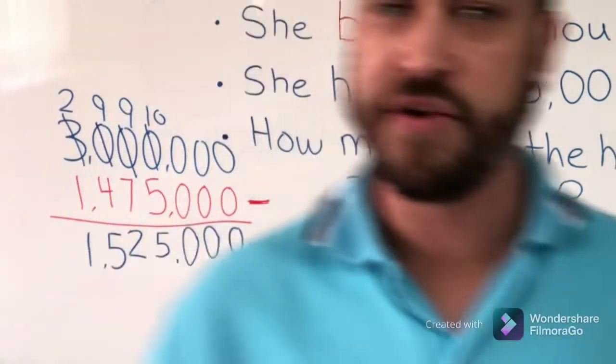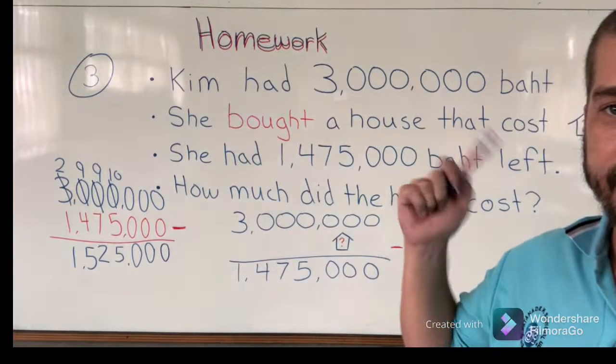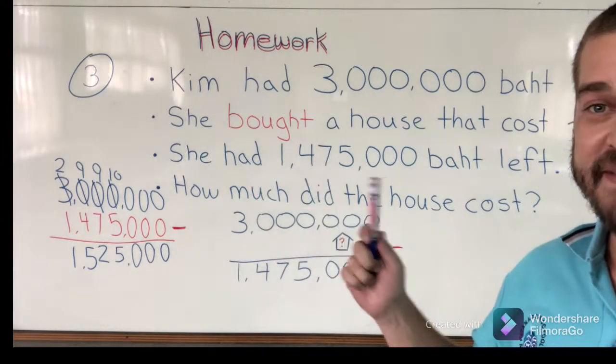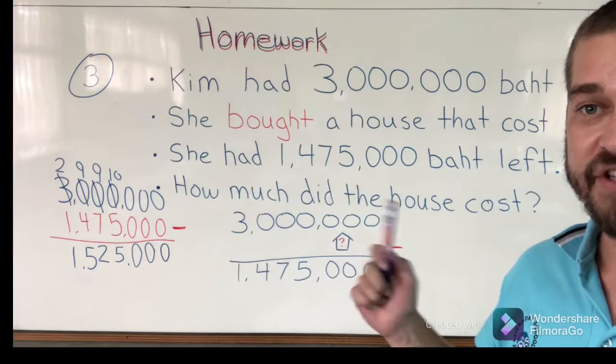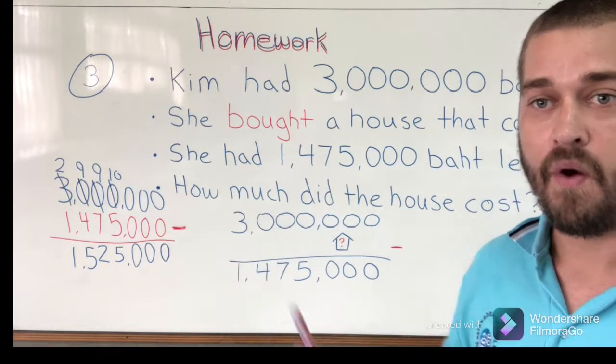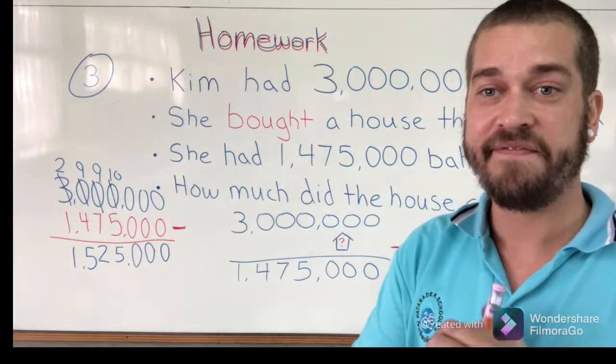So, back to our original question. She had 3 million baht. She bought a house for, we don't know. She had this much left over, okay? How much did the house cost? Well, the house cost this much, 1,525,000.